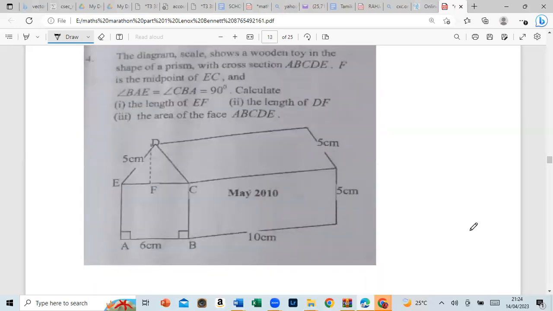All right, so you see the diagram. The scale shows a wooden toy in the shape of a prism with the cross section A, B, C, D, E. And F is the midpoint of EC. Angles CBA and BAE are both 90 degrees. Calculate the length EF, the length DF, and the area of the face ABCDE. All right, so we can close off with that one here, guys.